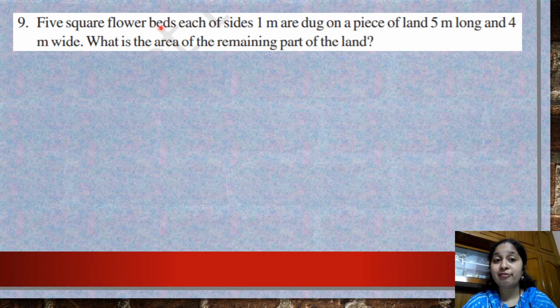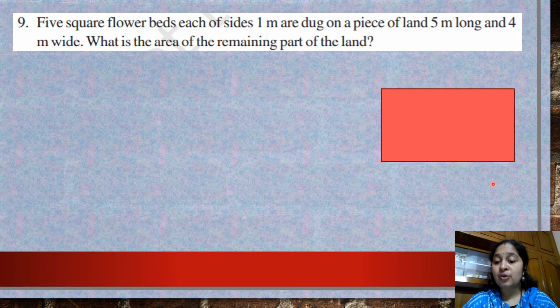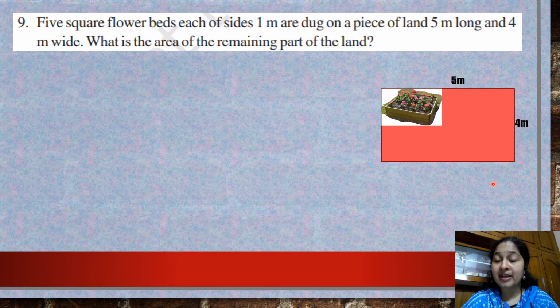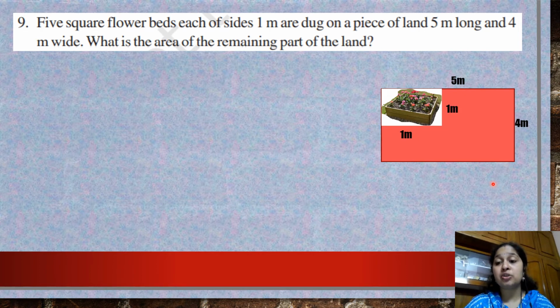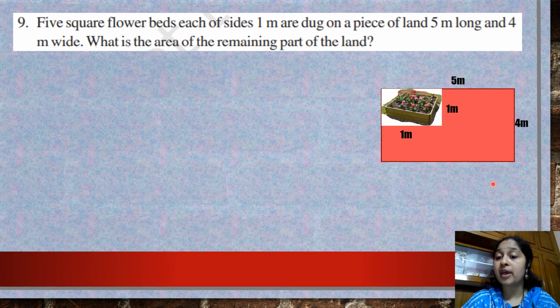So let's repeat the question once again. 5 square flower beds, each of side 1 meter, are dug on a piece of land 5 meters long and 4 meters wide. What is the area of the remaining part of the land? So how do we get it? See, this is a piece of land which is 5 meters long and 4 meters wide. So inside this we have a flower bed. How many flower beds, children? It's 5 flower beds, which is 1 meter by 1 meter. Similar to the previous sum, this is also a square flower bed.